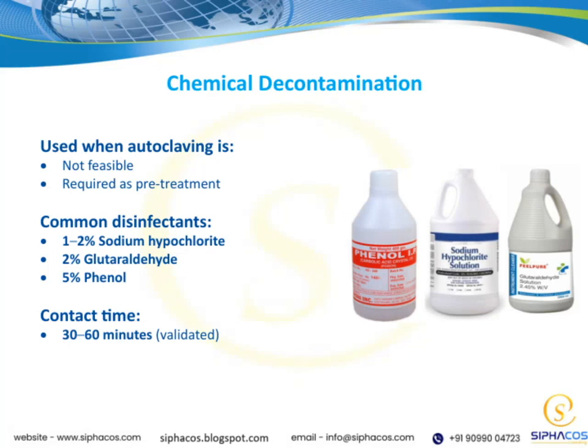Now, let's talk about chemical decontamination. This method is used in situations where autoclaving isn't feasible or when it's required as a pretreatment step before sterilization. It's an essential part of ensuring proper disinfection, especially when other methods can't be applied.